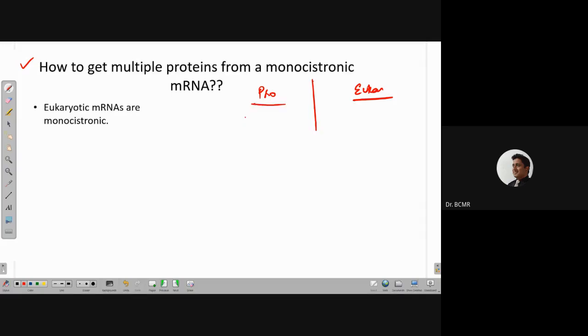mRNA in prokaryotes is polycistronic. In eukaryotes, it is monocistronic. Typically, that is the case.